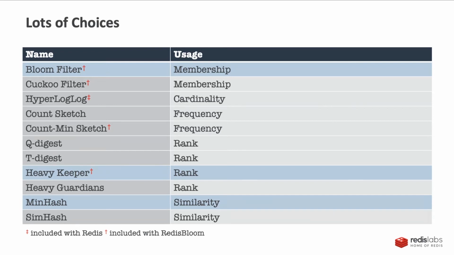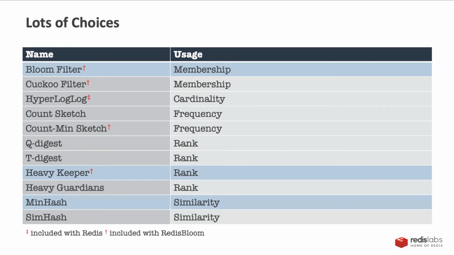If you are using core Redis, HyperLogLog is already there. It does cardinality of objects, and so it will count unique objects up to billions and billions of them, but only takes up 12K. It's kind of cool. Cuckoo filter and Bloom filter are things that do membership. They're similar. Cuckoo filter is a little more sophisticated. The Bloom filter is one we're going to look at in detail. Count sketch and count-min sketch will give you frequency.